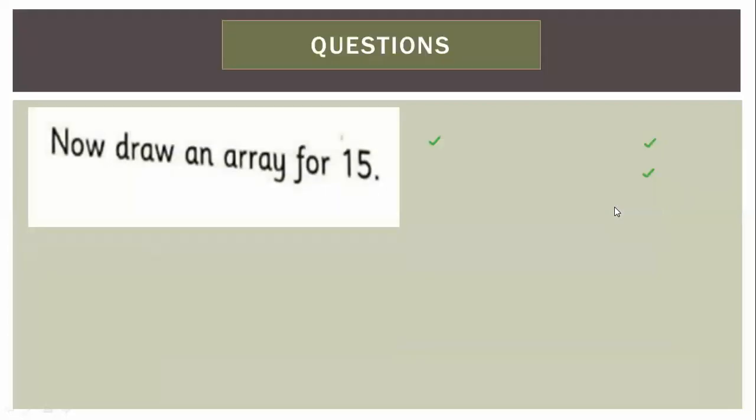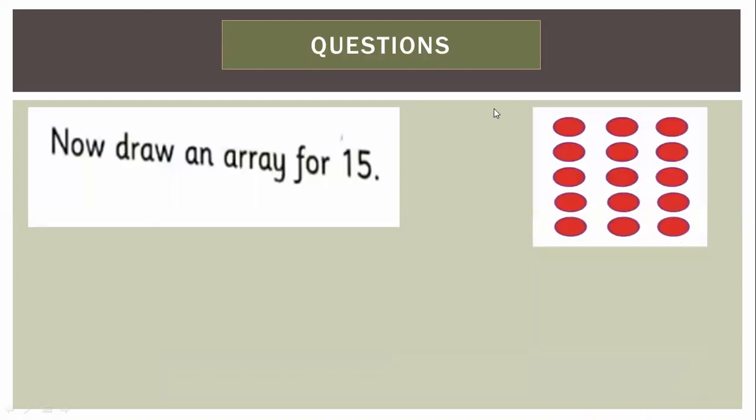Okay, there is a question in your book. In the last, you can see, they say, now draw an array for 15. What he's asking is to draw an array for 15. So what we are going to do is draw an array like this: 3 columns and 5 rows.